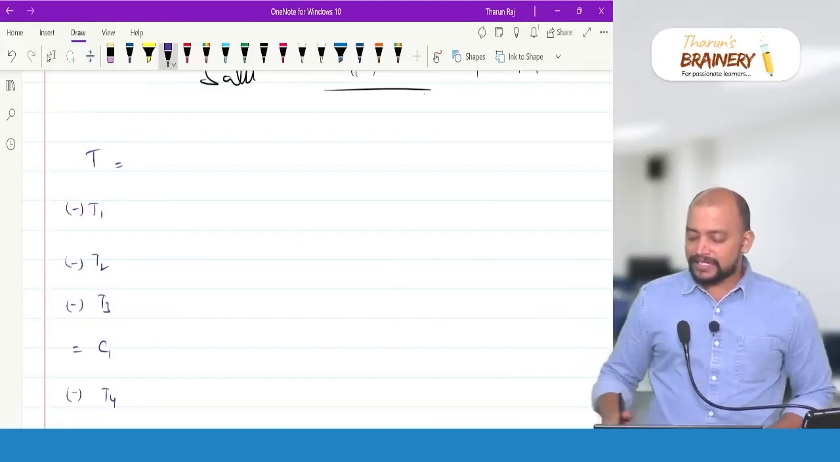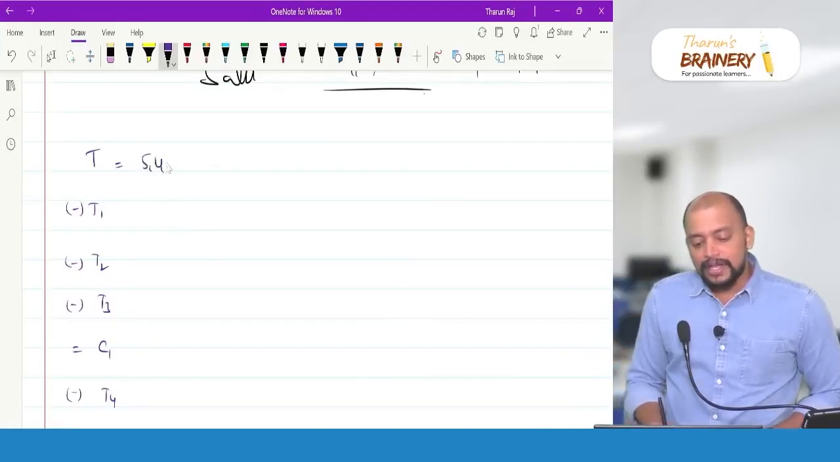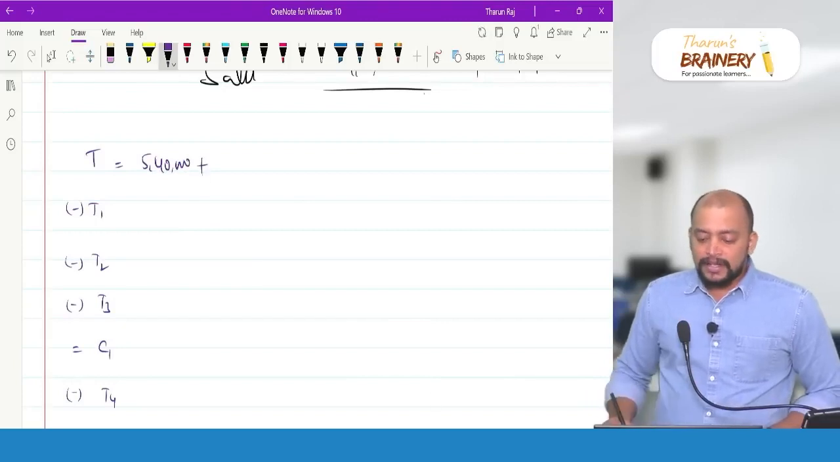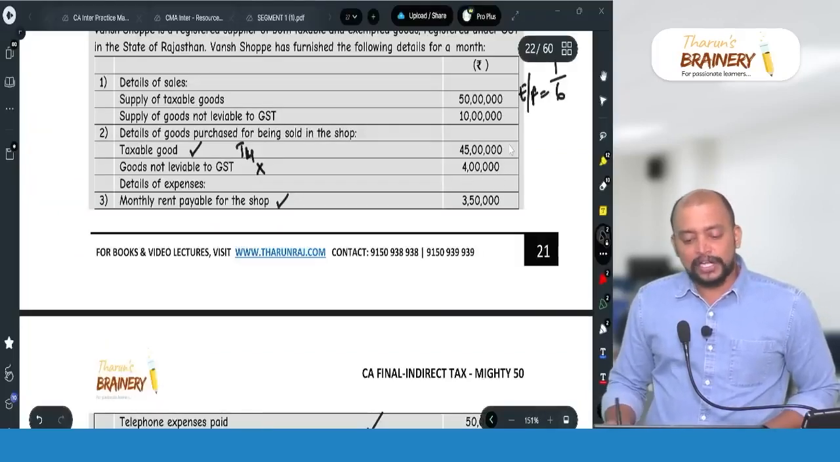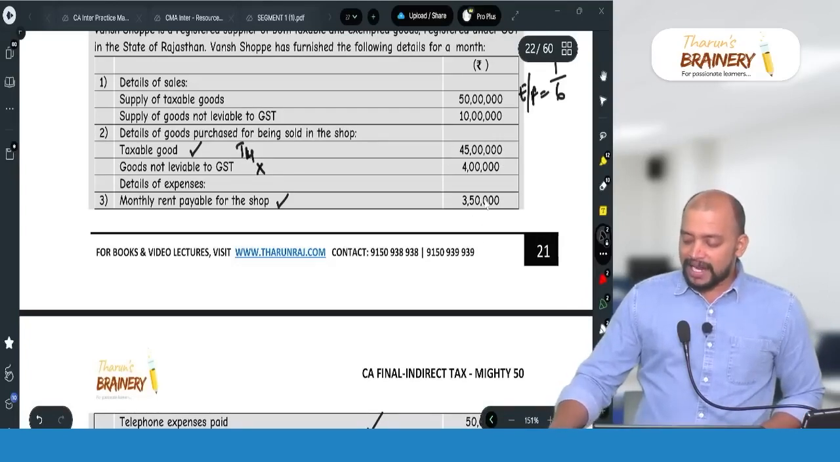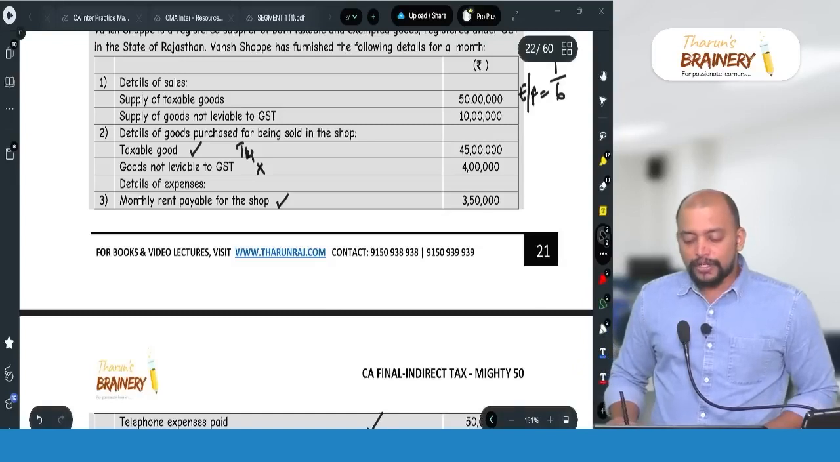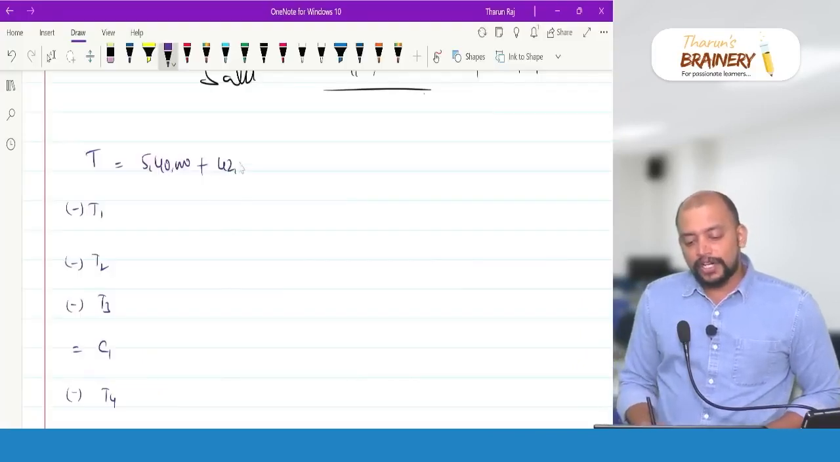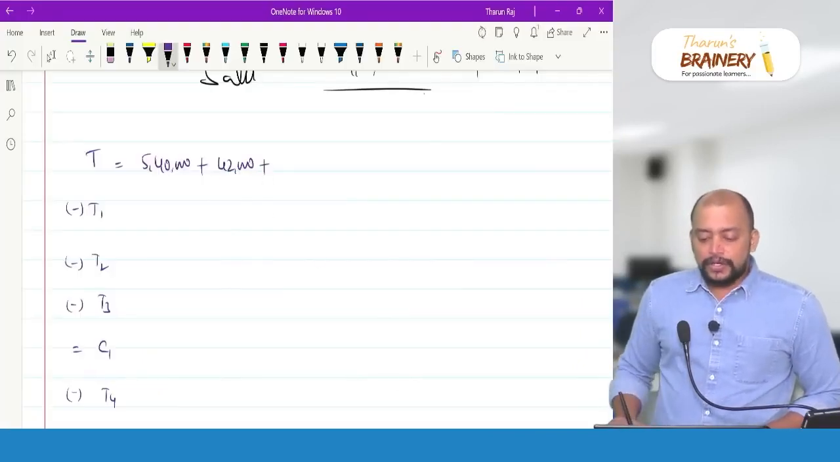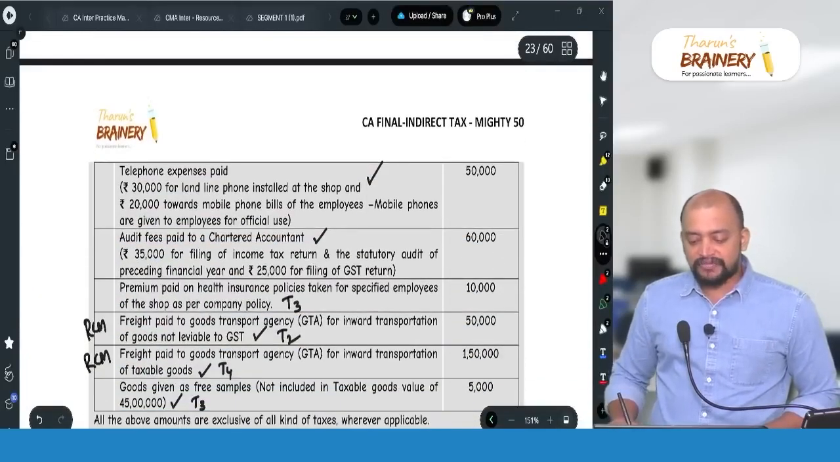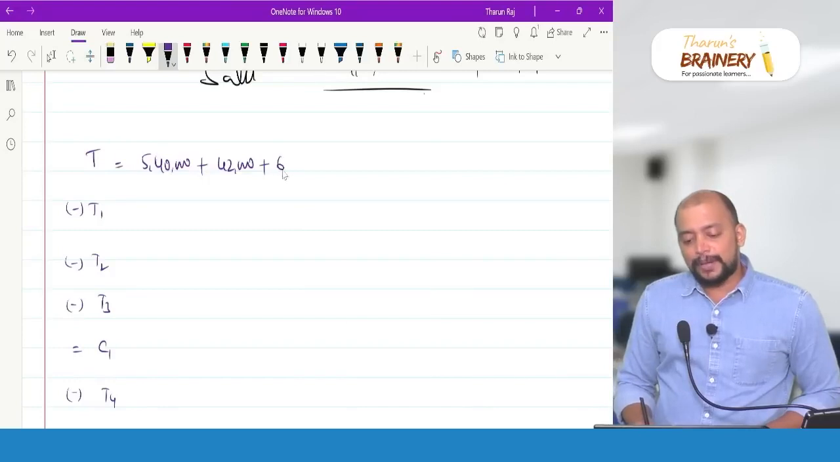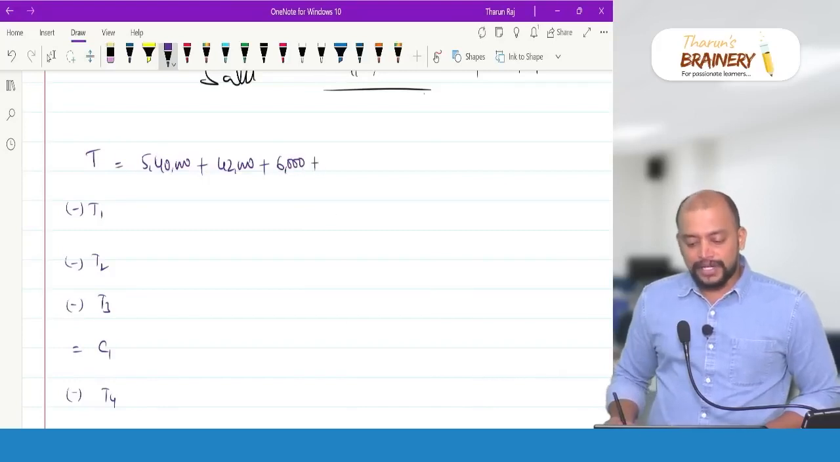45 lakhs into 12%, 5,40,000. Then the next number is 4 lakhs, on that there is no GST at all. Then the next number 3,50,000, on 3,50,000 again 12% we pay 42,000. Then next we have telephone expenses 50,000, 50,000 into 12%, 6,000.